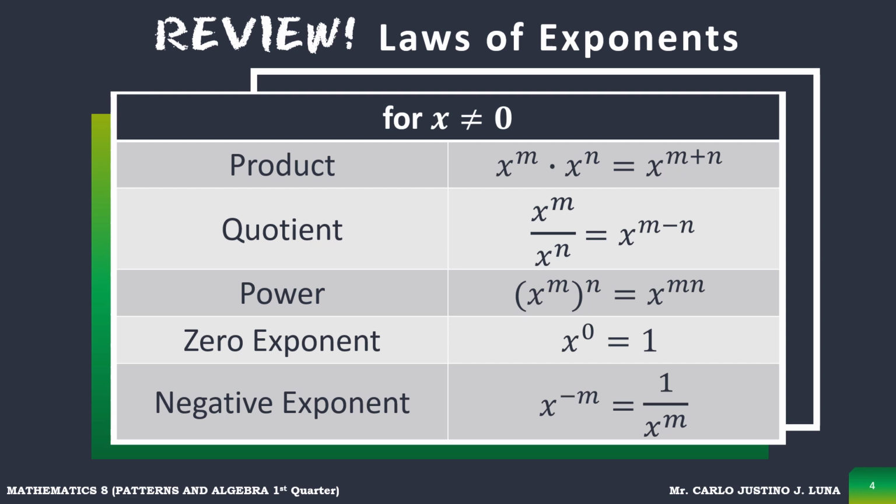Fourth is the zero exponent. For the zero exponent, anything that is raised to 0 is always equal to 1. And lastly, negative exponent. If your exponent is negative, you have to get the reciprocal of the term and then change the exponent of that term to positive. So these laws of exponents are very important when we are simplifying rational algebraic expressions. That's why we have to recall the different laws of exponents.